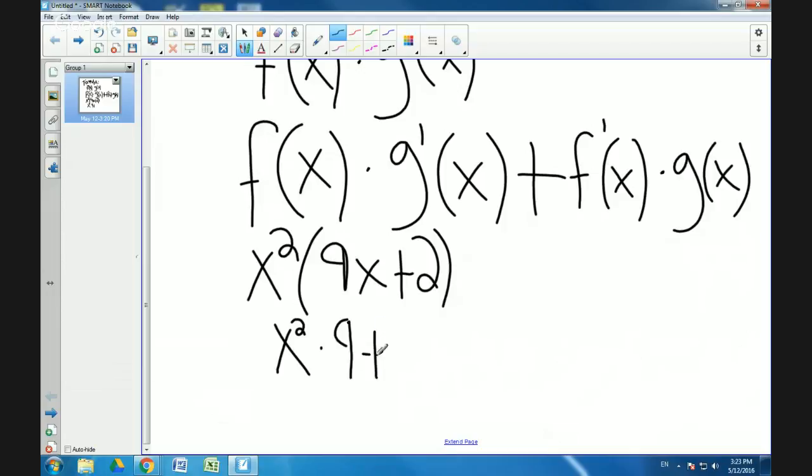Then we will add and take the derivative of our second, or of our first, I mean. So that'll be 2x plus copy our second, 9x plus 2. Oh, I'm sorry, not plus, multiply. So now we simplify.